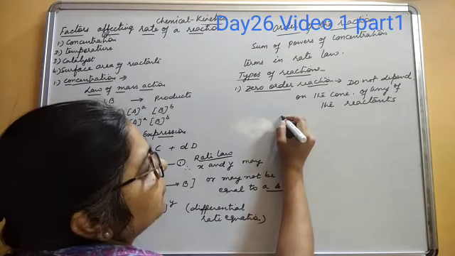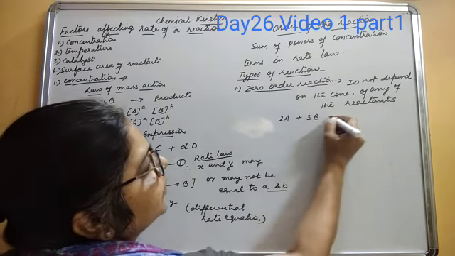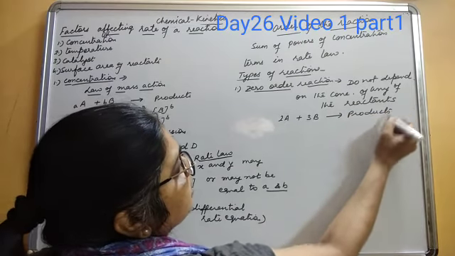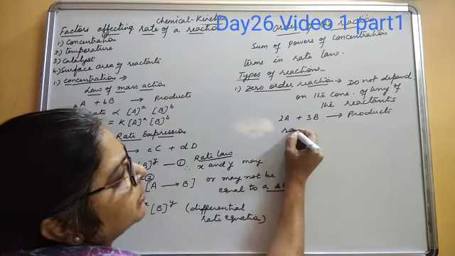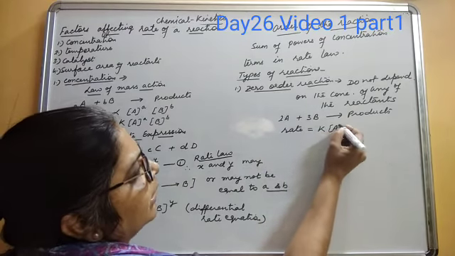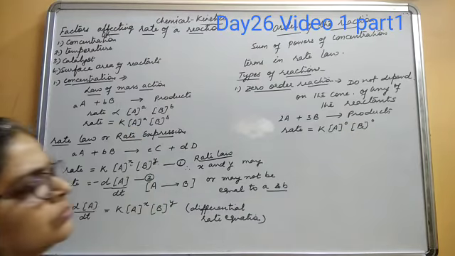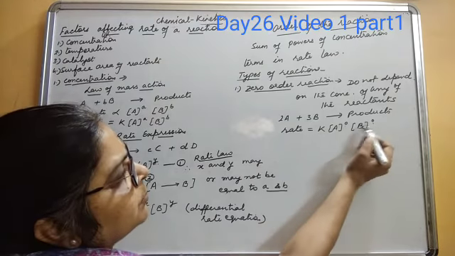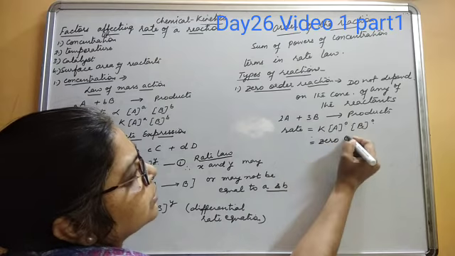For example, if I write 2A plus 3B forming products, and I am saying this is a zero order reaction, then its expression will be written as rate is equal to K A to the power 0 B to the power 0. This is the rate law expression, and the sum of their powers is equal to 0, therefore this is a zero order reaction.